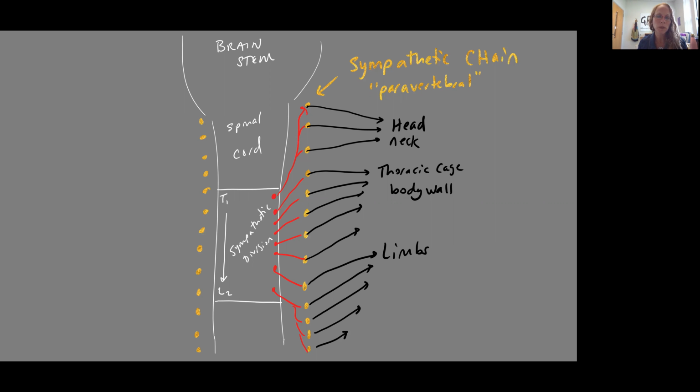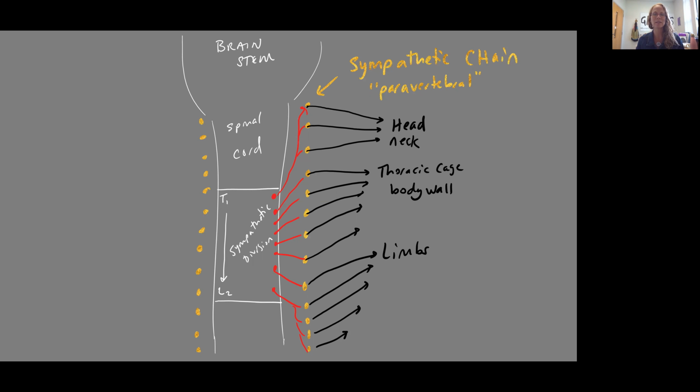Notice that our preganglionic fibers are in red, and our postganglionic fibers are in black. And so our preganglionic fibers have their cell body located between T1 and L2. And we'll see this will be different when we look at the parasympathetic division. Now you're looking here at what's called the sympathetic chain.